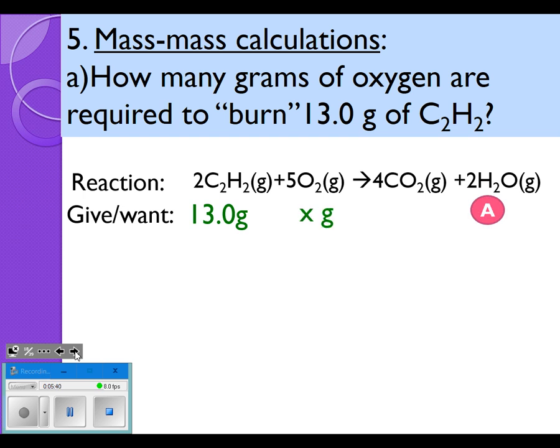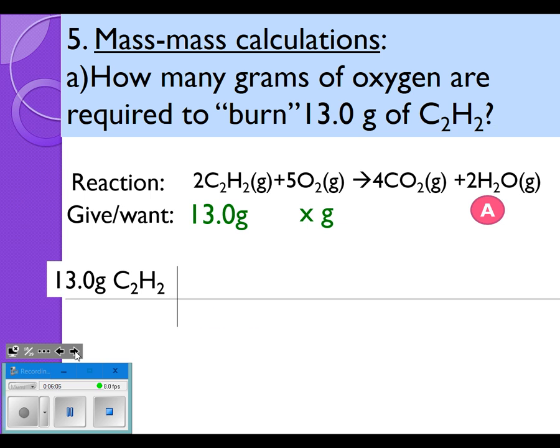That's part A. Then the next thing is to start with what you're given and convert from whatever units it's in into moles. This is given to us in mass, so to convert from mass to moles, we divide by the GFM. So we'd look up carbon. Carbon's 12.0 times 2 from our periodic table. Hydrogen's 1 times 2. We would then add them together, which would give us 26.0 grams. We would put that on the bottom because we're dividing, and we would put 1 mole on top.